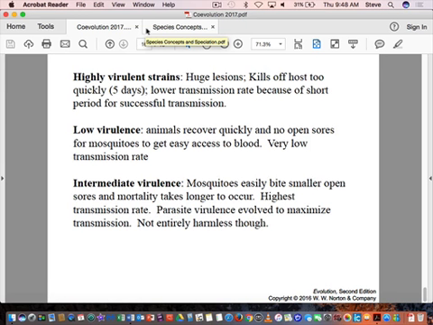So the take-home message. From a parasite's perspective, it's not, oh, I don't want to harm my host, right? The idea is selection favors the level of virulence, how nasty it is to the host, that maximizes its transmission rate from an infected host to an uninfected host. Okay.